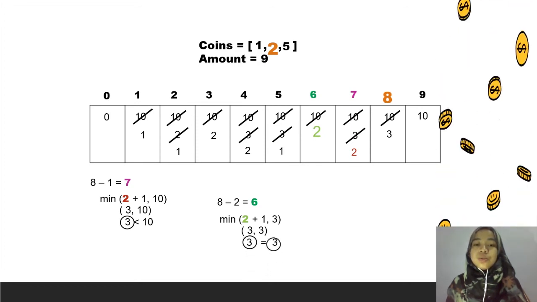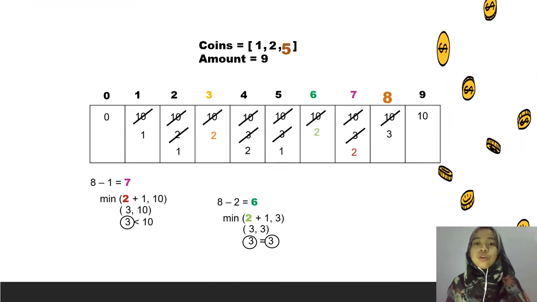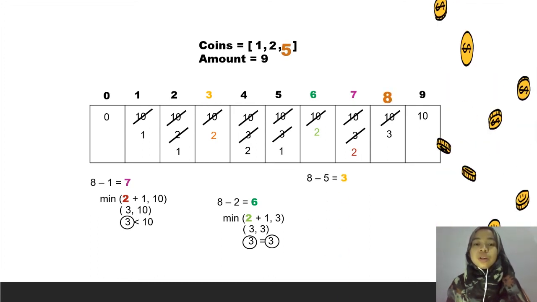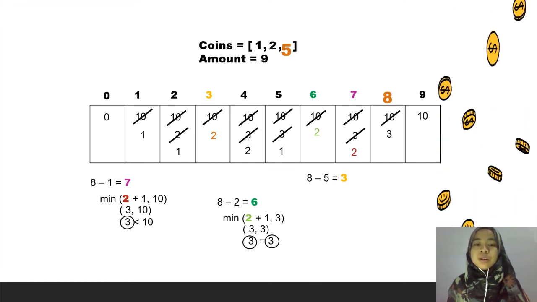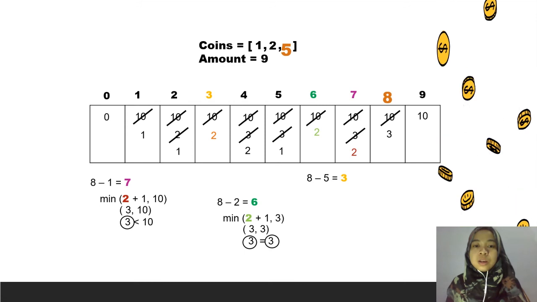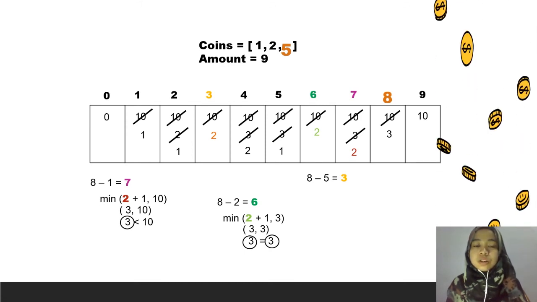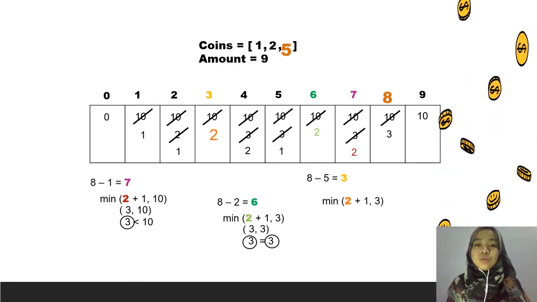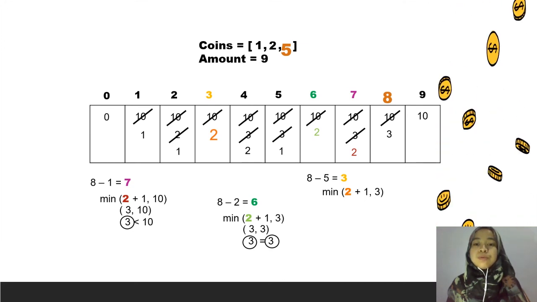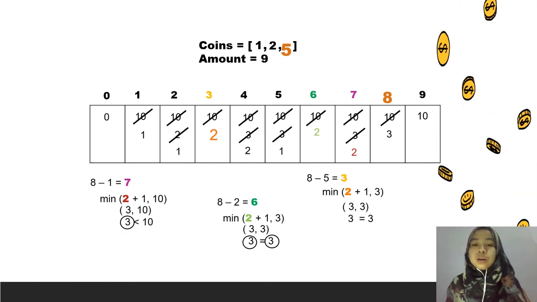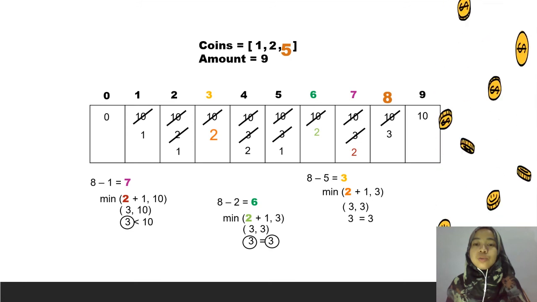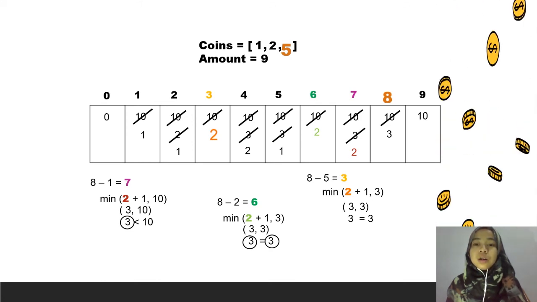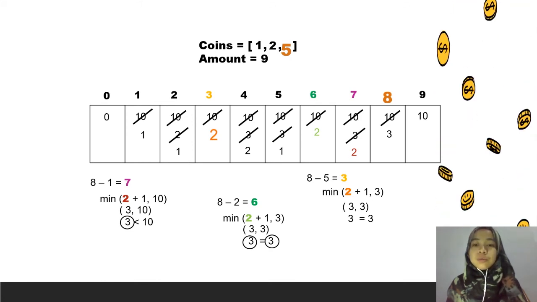So next 8 with coin 5 and the answer that we get is 3. So we take a look at subproblem 3 and see the minimum amount of coins for subproblem 3. So the minimum amount of coins for subproblem 3 is 2. So we will add 1 and compare with the previous. So 2 plus 1 is 3 and the previous one is 2. So the answer is the same as before. So it will remain the minimum amount of coins for subproblem 8 is 3.